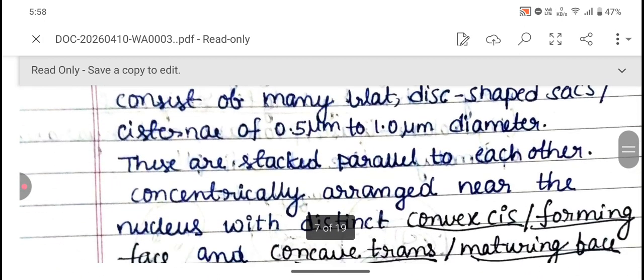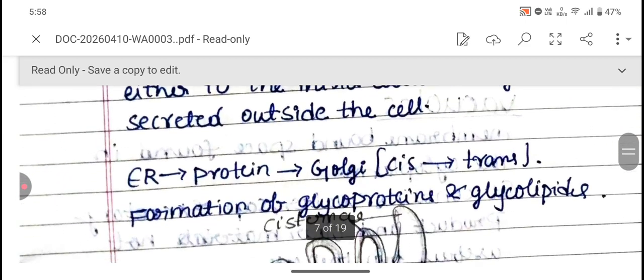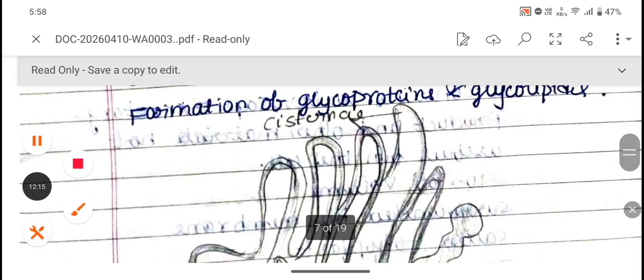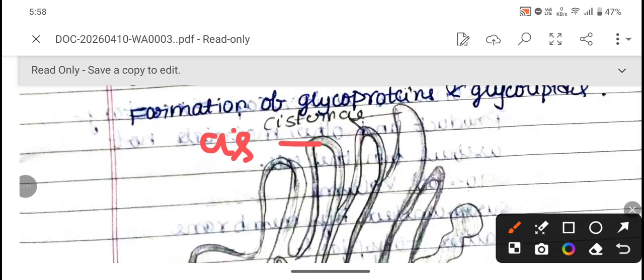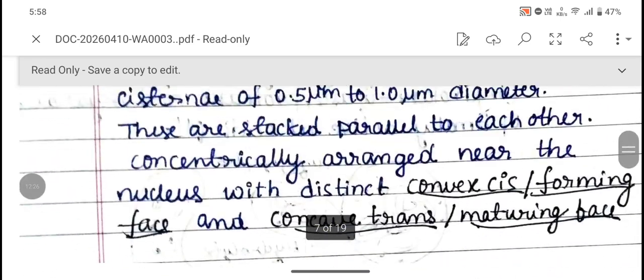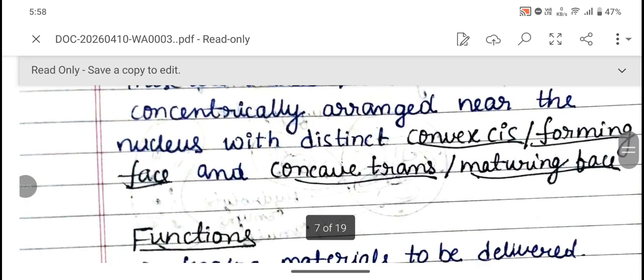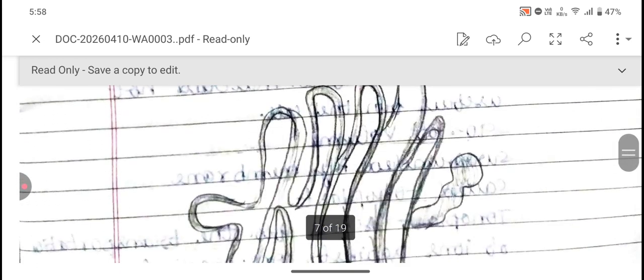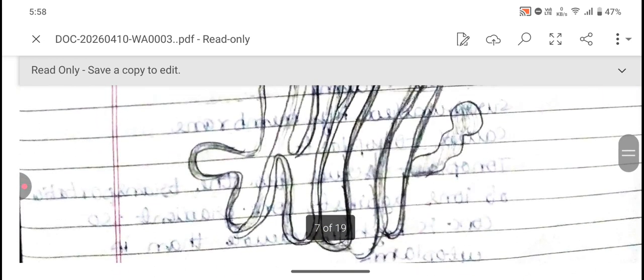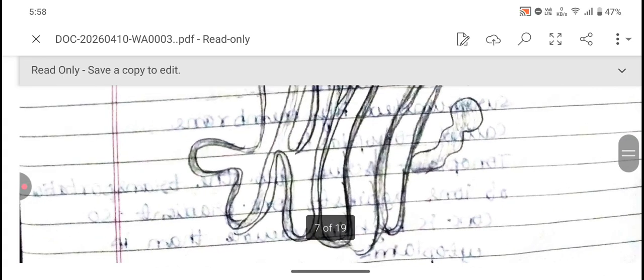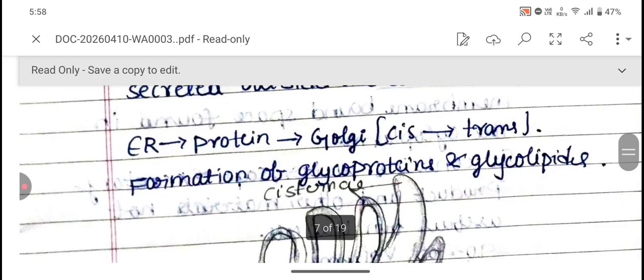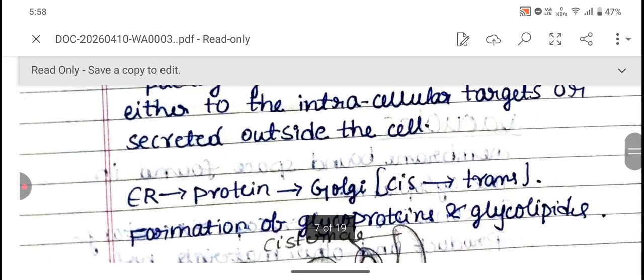These are stacked parallel to each other, concentrically arranged near the nucleus, with a distinctive convex cis or forming face. This will be the convex cis, known as the forming face, and a concave trans or maturing face. So this is where the newly formed Golgi will mature, at this end, and at the forming face the new Golgi will be formed.